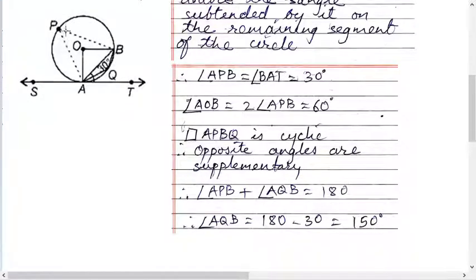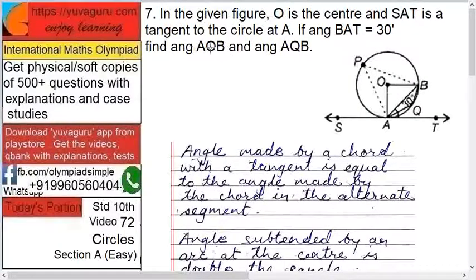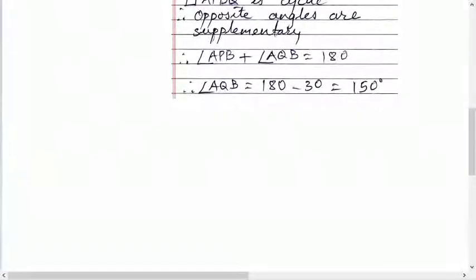Means what? Angle P plus angle Q will be 180. Q means AQB, right? So angle APB plus angle AQB equals 180. Why? Opposite angles are supplementary in a cyclic quadrilateral. Therefore AQB equals what? 180 minus APB. APB we already know, 30 degrees. So it equals 150 degrees. So both the angles we got: AOB is 60 and AQB is 150.